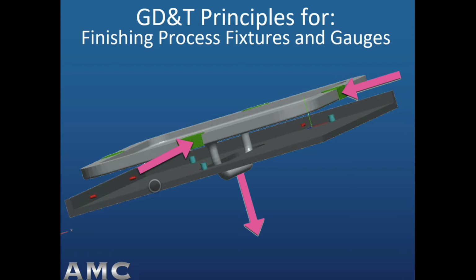So we call this a functional gauge if it's used for the finishing processes, because not only does it gauge the casting by its primary datum compliance with respect to the 2D drawing's requirements, but it also holds the casting in a way that enables a processing step like grinding to occur at the same time.